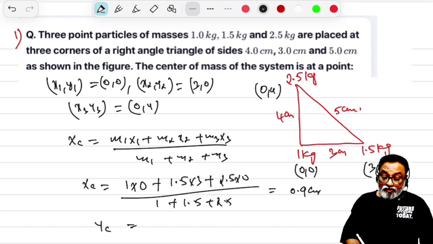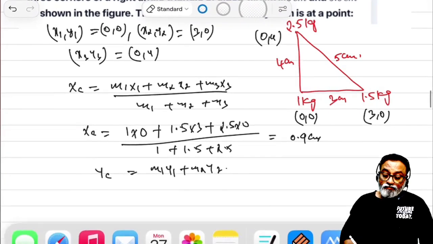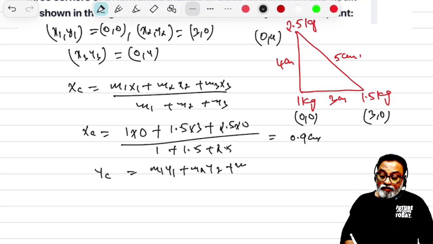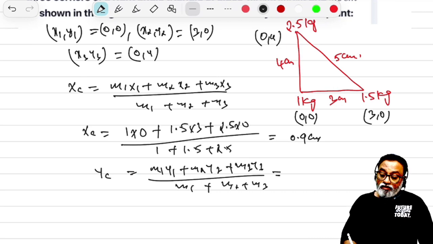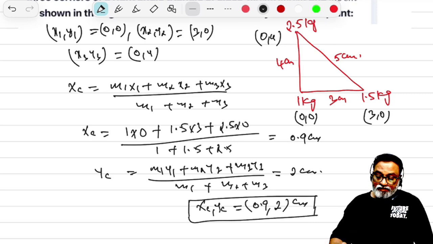Like that, Yc is equal to M1 Y1 plus M2 Y2 and so on, plus M3 Y3 by M1 plus M2 plus M3. After substitution, we get 2 centimeter. Therefore, xc comma yc is equal to 0.9 comma 2 centimeters. These are the coordinates of center of mass.